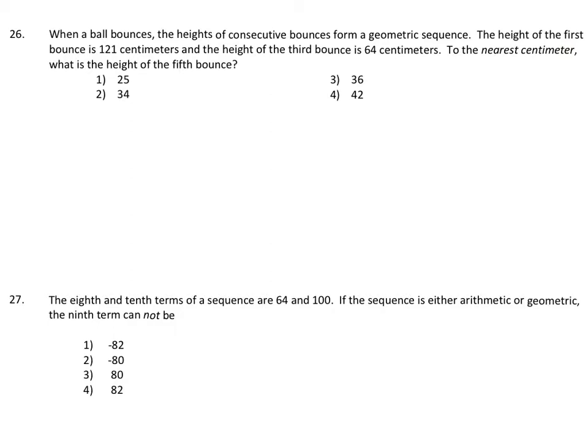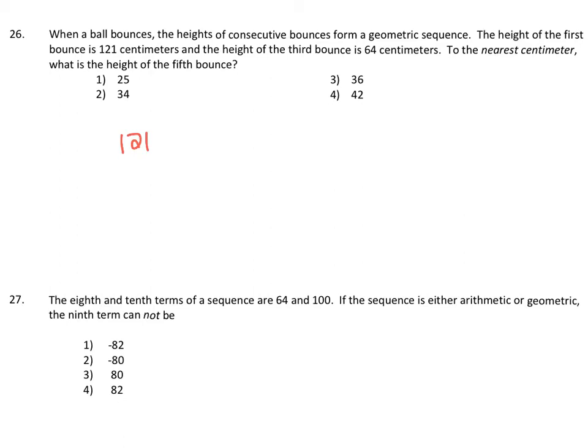Okay, so 26. When a ball bounces, the heights of consecutive bounces form a geometric sequence. So consecutive means they follow each other in order. So for example, like 3, 4, 5 would be consecutive numbers, or 9, 10, 11, they would be consecutive numbers. They follow each other in order. Okay, anyway, the height of the first bounce is 121 centimeters. So A sub 1 is 121 centimeters. I'm just going to say the first bounce is 121.